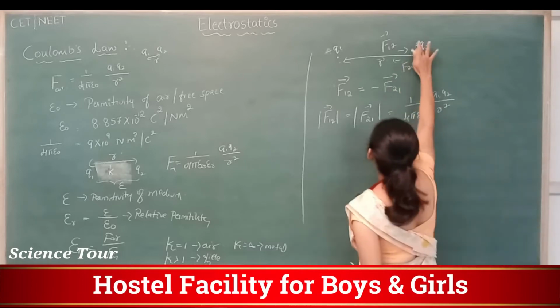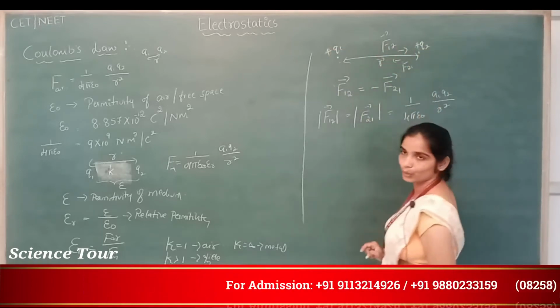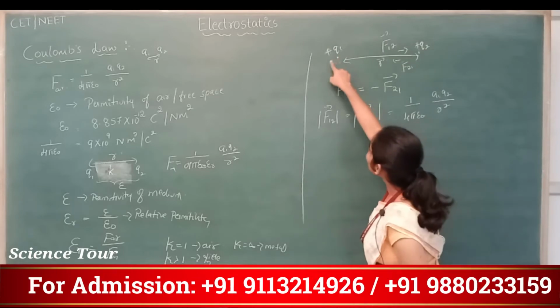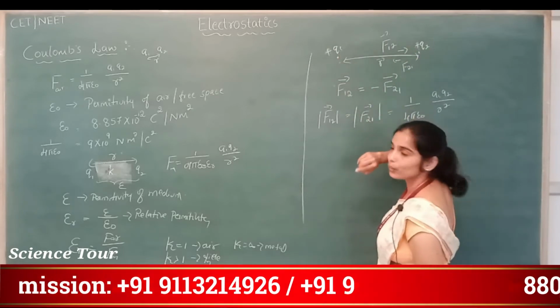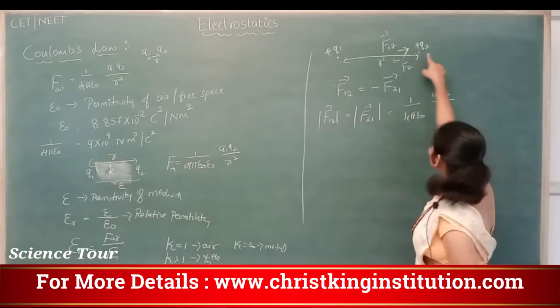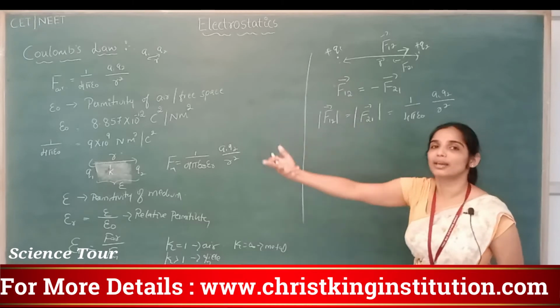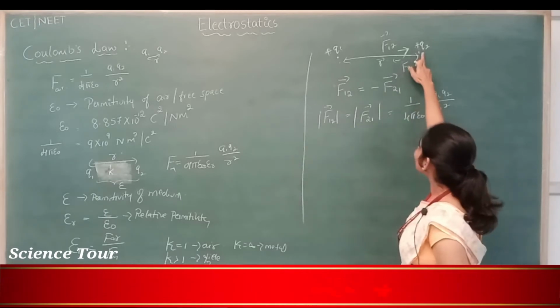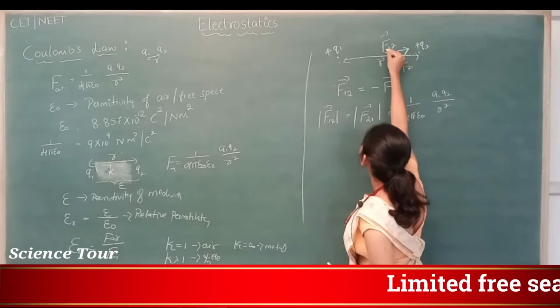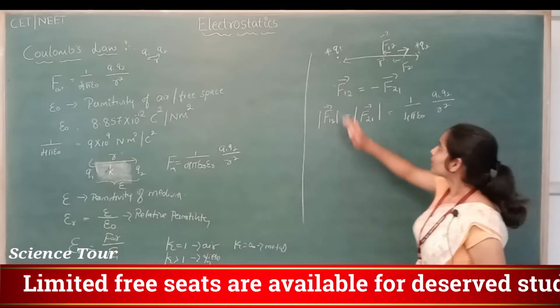See, now both are positive, so Q1 will repel Q2. So force applied by Q1 on Q2 will be this. Q2 will repel Q1. So repelling means it is pushing away. So force applied by Q2 on Q1 is this. Isn't it equal and opposite? Correct.